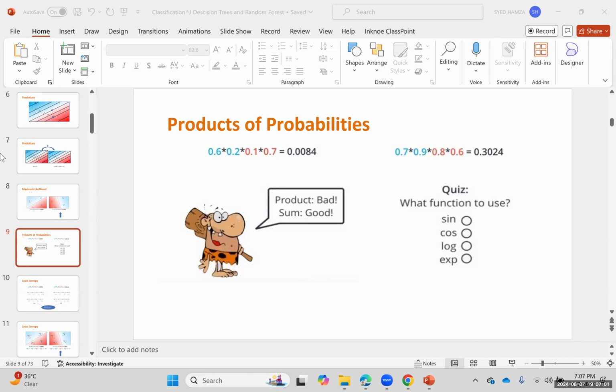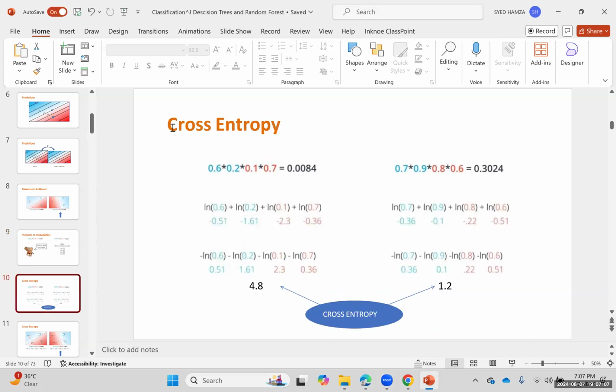But the story doesn't finish here. That's the problem with understanding classification. There's another concept called cross entropy. You know what entropy is? Have you heard about this word entropy? Yeah, I've heard of it, but I forgot already.